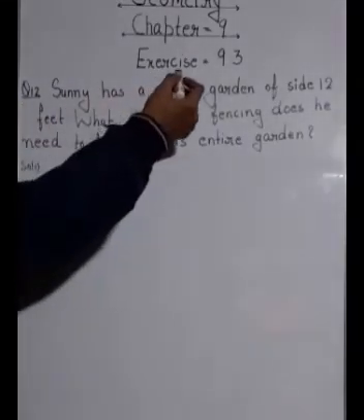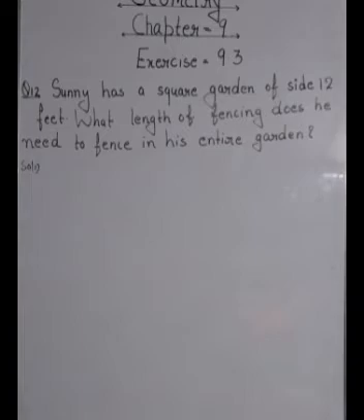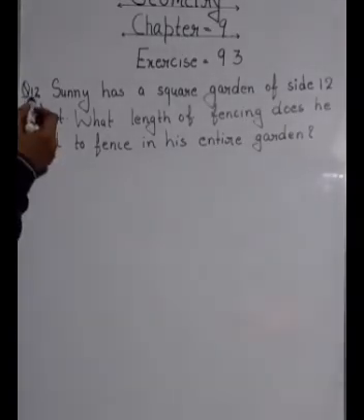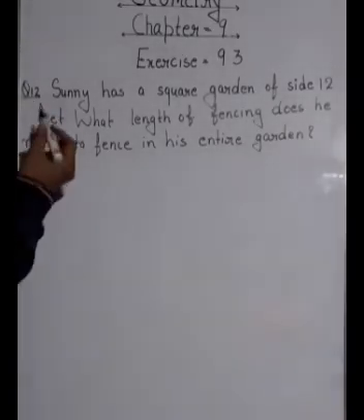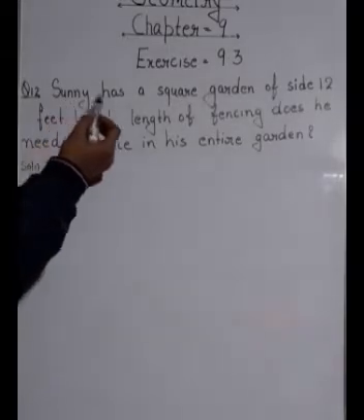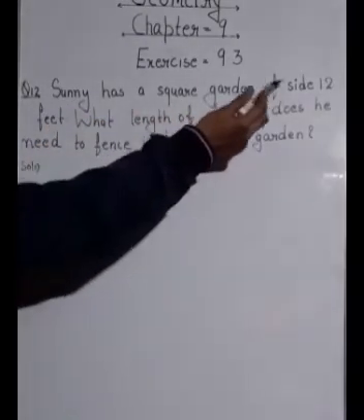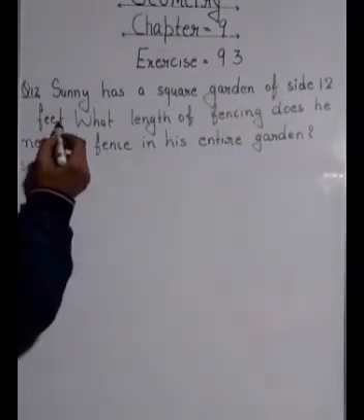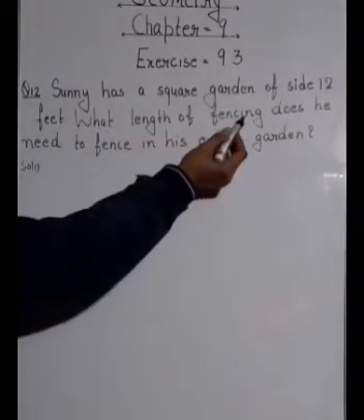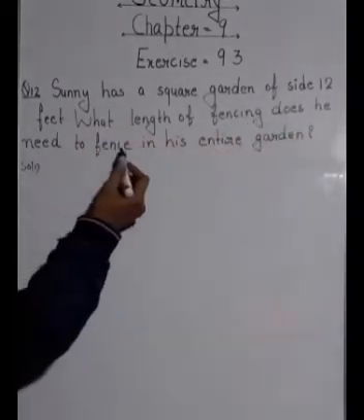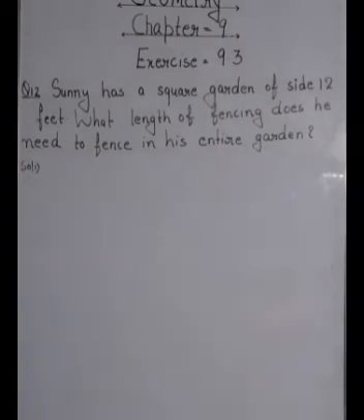Next, we will do some questions from your exercise 9.3. Okay. So we are doing your question number 12. Now what is your question number 12? Sunny has a square garden of side 12 feet. What length of fencing does he need to fence in his entire garden?